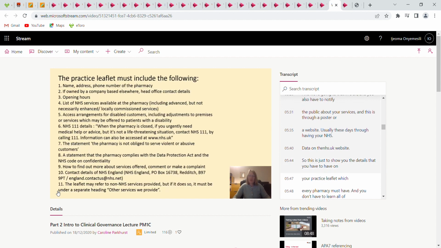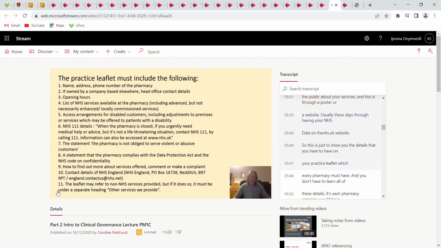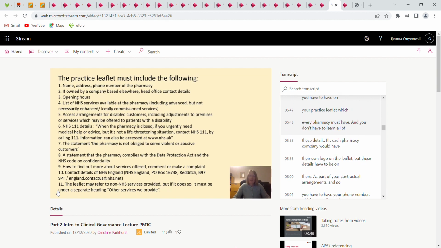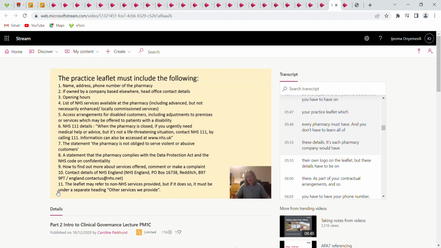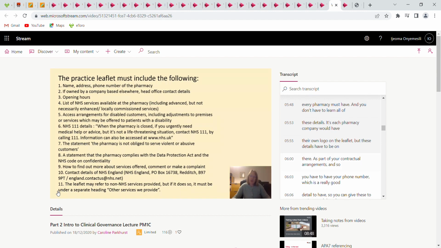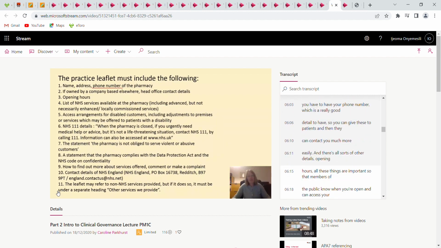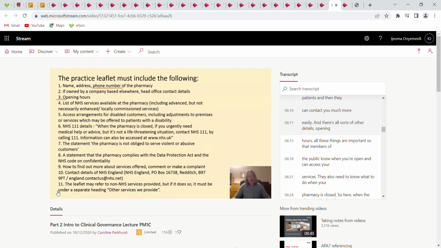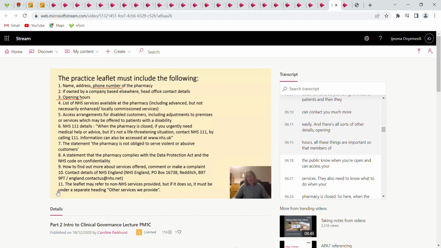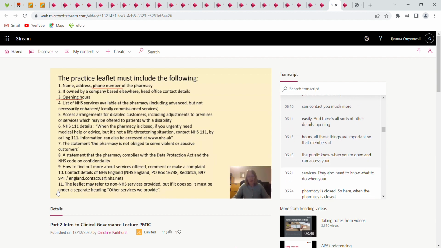So this is just to show you the details that you have to have on your practice leaflet, which every pharmacy must have. And you don't have to learn all of these details. Each pharmacy company would have their own logo on the leaflet, but these details have to be on there as part of your contractual arrangements. And so you have to have your phone number, which is a really good detail to have, so you can give these to patients and then they can contact you much more easily. And there's all sorts of other details, opening hours, all these things are important so that members of the public know when you're open and can access your services.